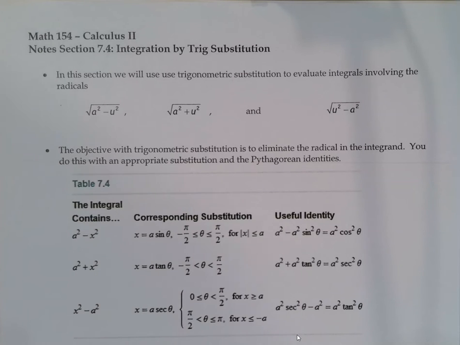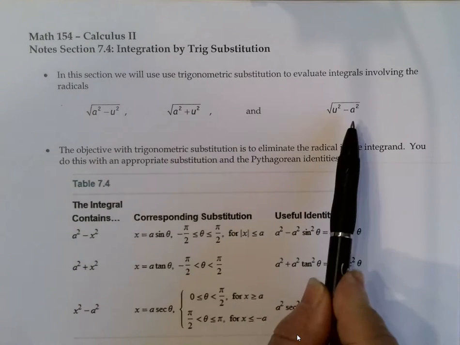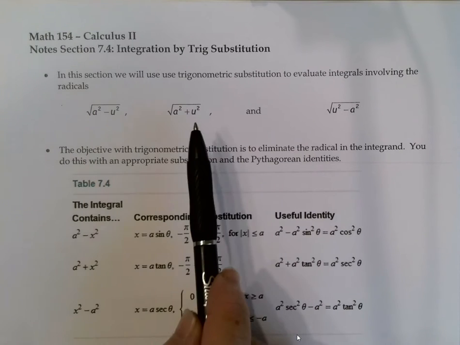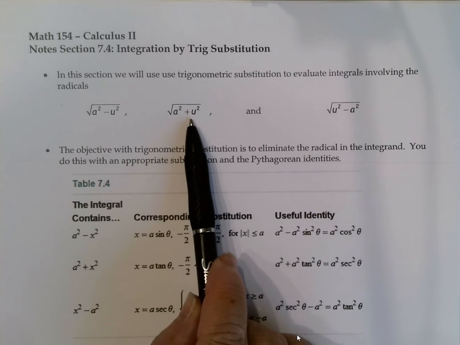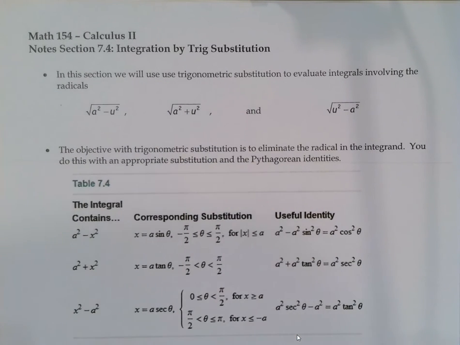This is section 7.4, and we're going to take a look at our next technique of integration. It's a technique called trig substitutions, and as per its name, we will be using a bunch of trig again. We'll be using this technique to evaluate integrals that have one of these three radicals in them, of the form square root of a squared minus u squared, or the square root of a squared plus u squared, or the square root of u squared minus a squared.